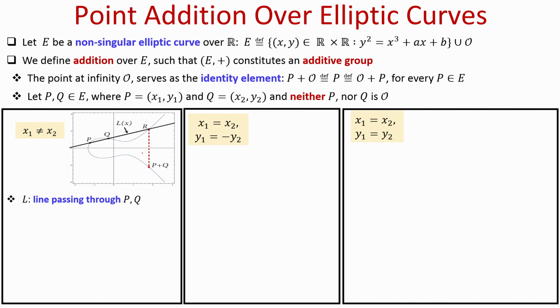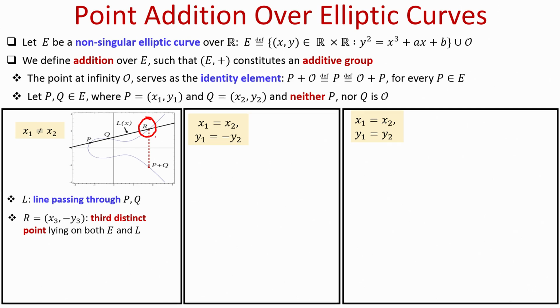We define L of x to be the straight line passing through the points P and Q. You have the pictorial representation here, and let R be the third distinct point which lies both on the straight line as well as on the elliptic curve. I am denoting the x and y coordinates of the third point as x3 comma minus y3, and I call that point R. So, pictorially, this straight line passes through P and Q and intersects the elliptic curve at the third point, say R, whose coordinates I denote as x3 and minus y3.